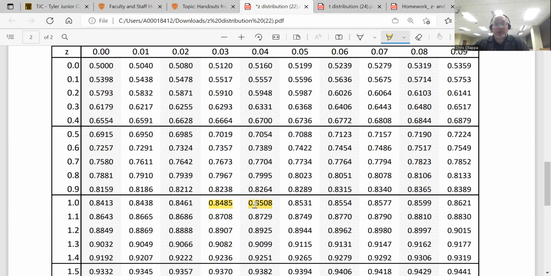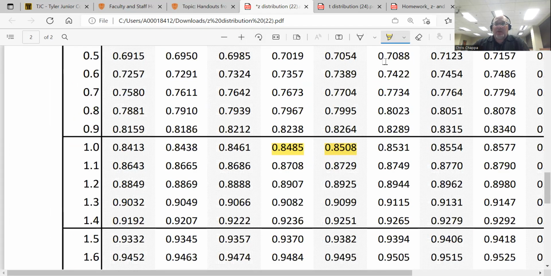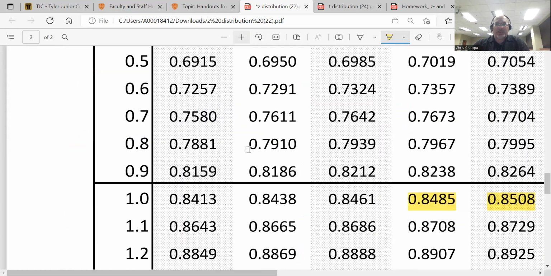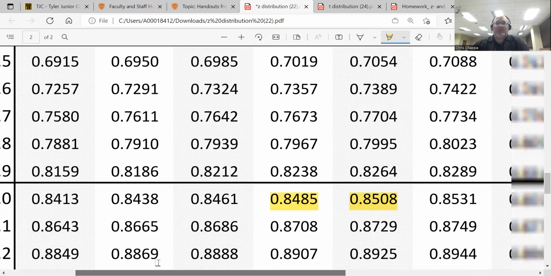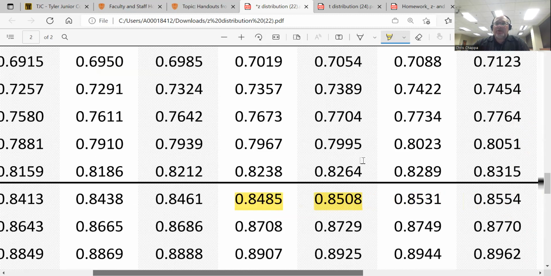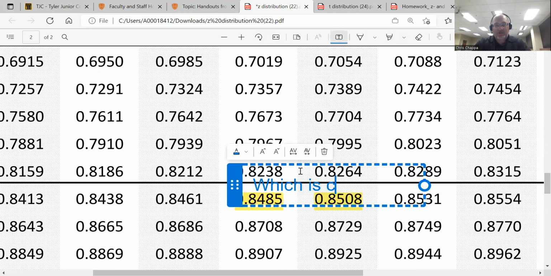So which z-score do we use? The answer is whichever z-score has the closer area to the desired area. Between these two numbers, which one is closer to 85%? Well, you can just use the subtraction problem to figure out. And if you ignore the decimals, we're really trying to ask the question, which is closest to 8,500. And let me take the font size down.